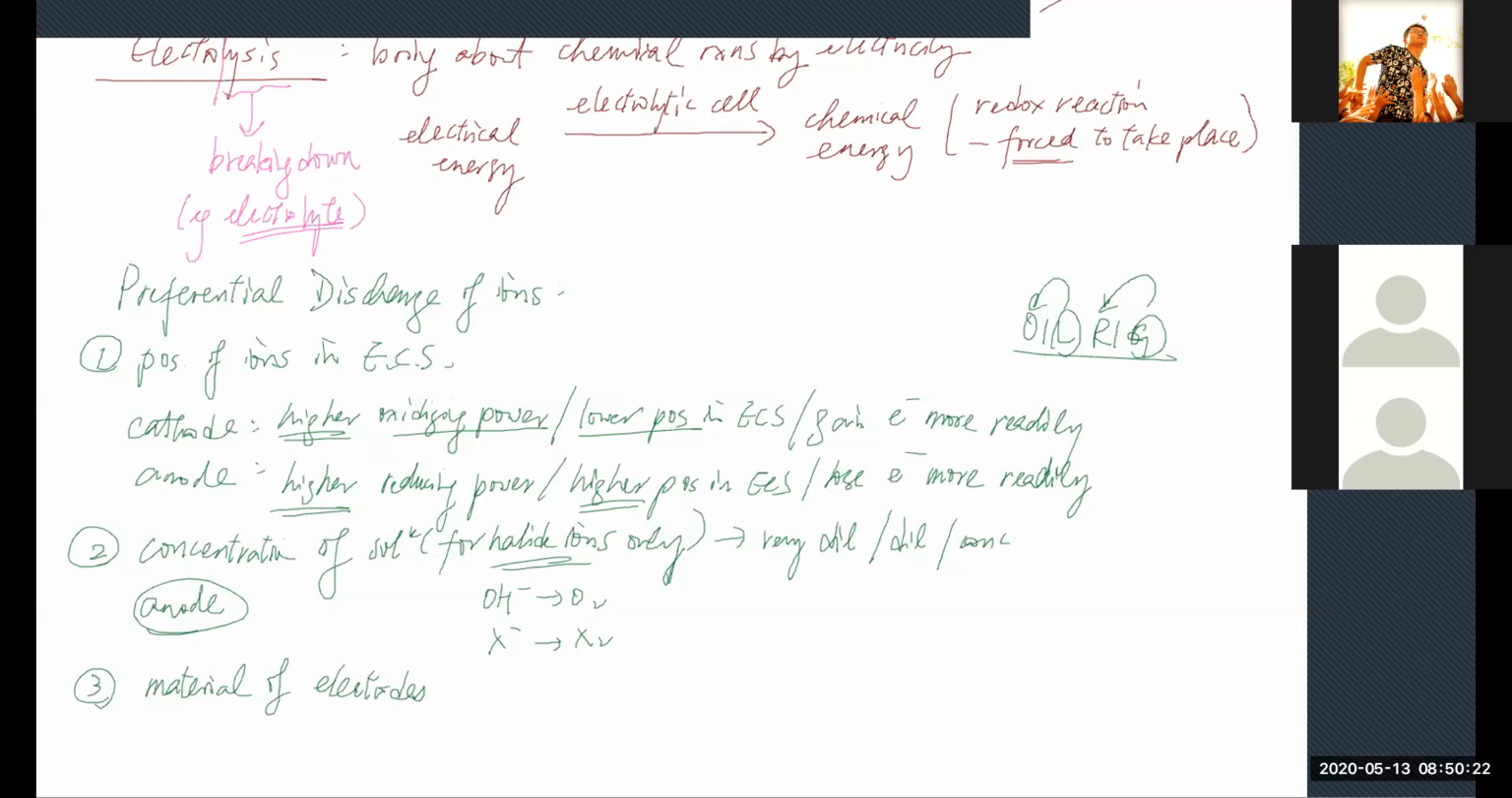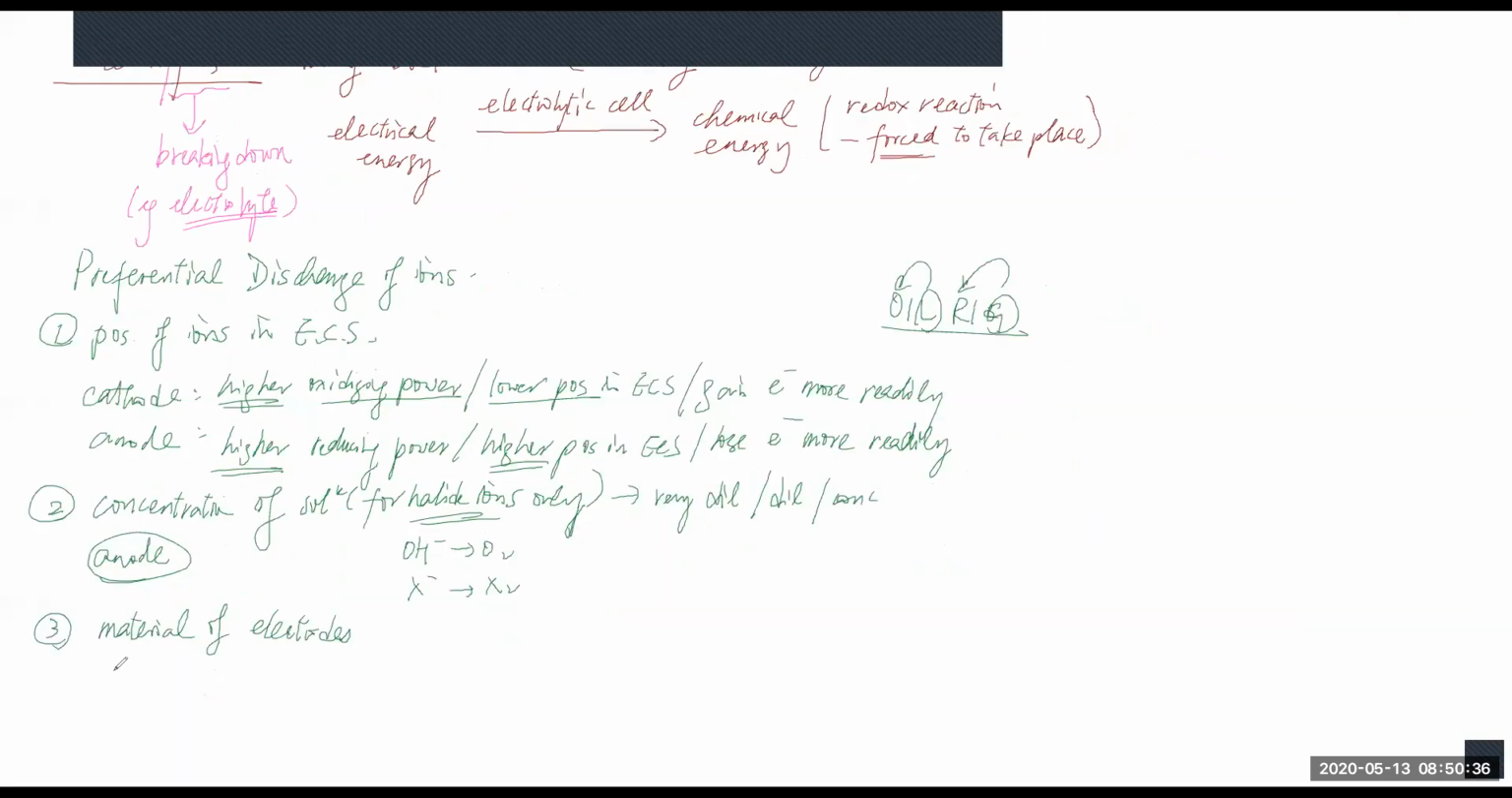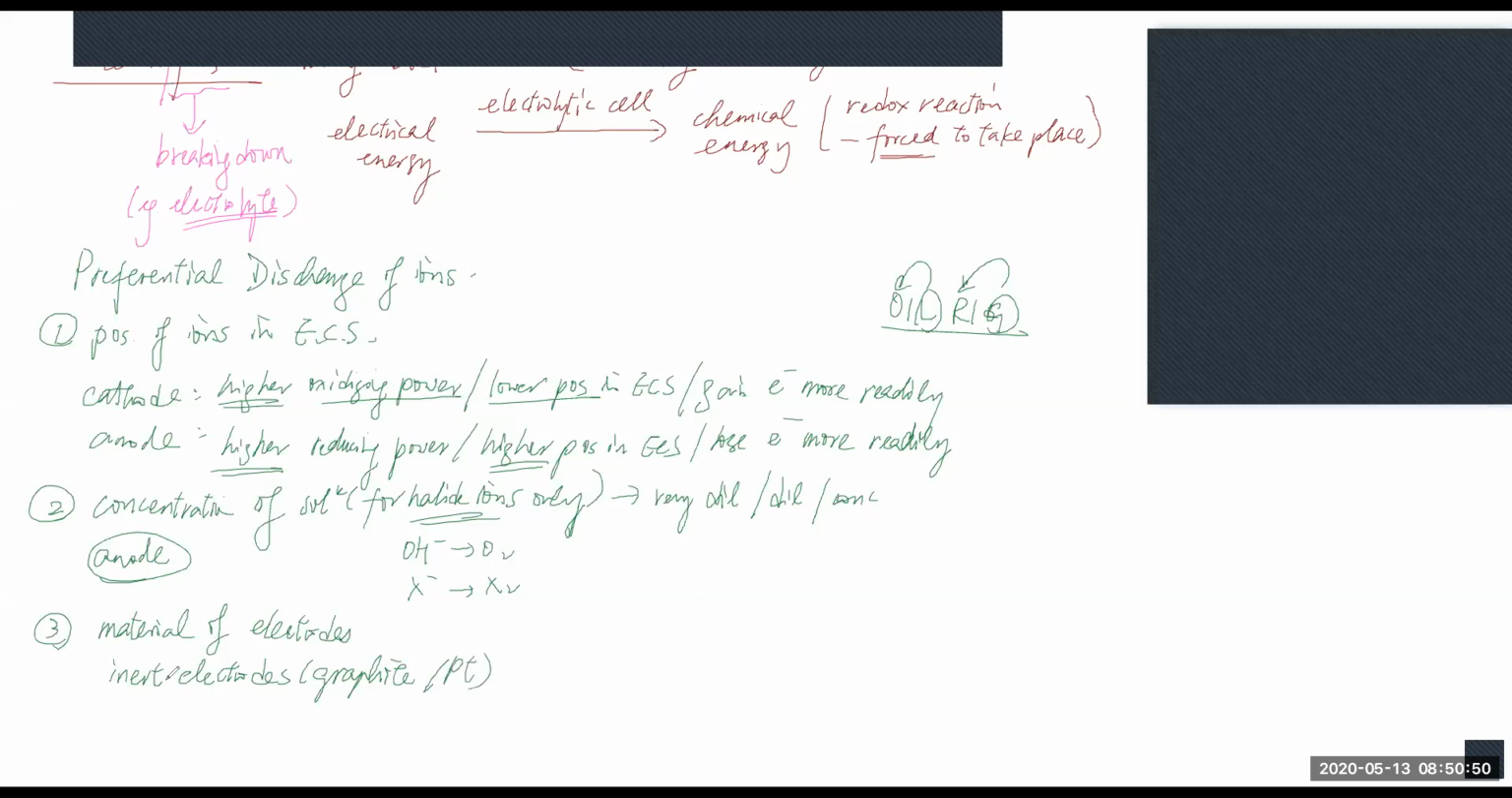First of all, inert electrode. Examples: graphite or platinum. Okay, these are set as inert electrodes, so just consider factor one and or number two. It depends on the nature of the solution. If the solution is not halide containing, you just consider factor one. Otherwise, if you see factor two appearing, you need to be very careful about the preferential discharge of ions at anode only.